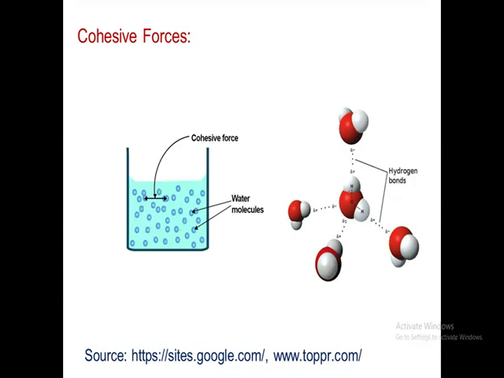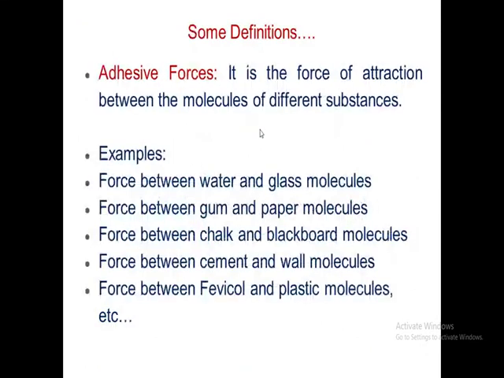As you can see clearly here, this is one water molecule, H2O. This is one more water molecule, H2O. Between these two water molecules, we have hydrogen bonds. There is hydrogen bonding between the two, and these two molecules are held together with the help of the hydrogen bond. That means there is some kind of interaction or attraction force between the water molecules. This kind of force we call cohesive force.